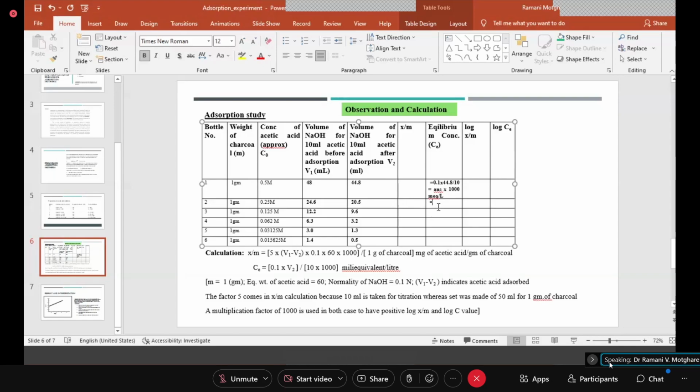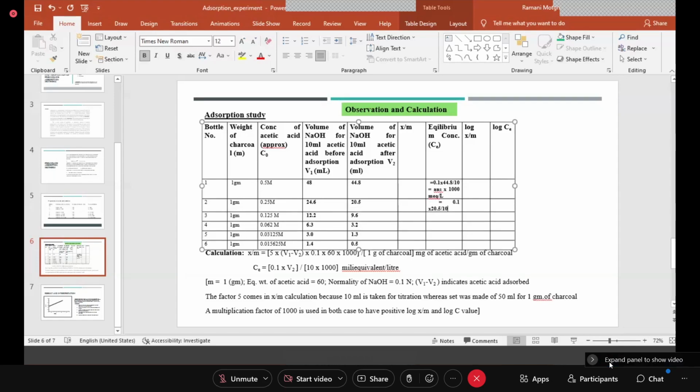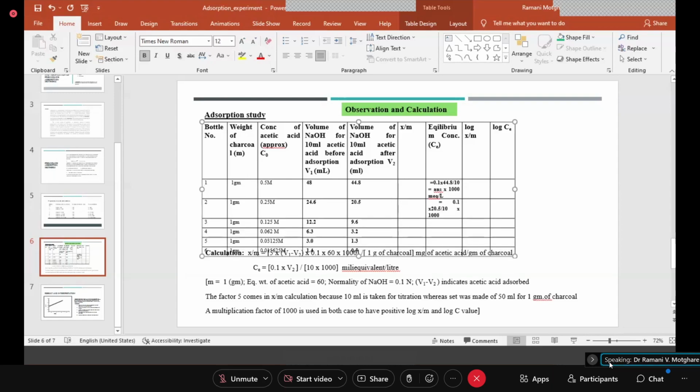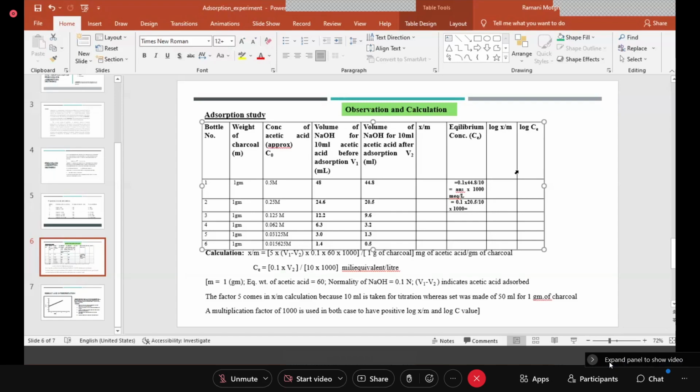Now here the equilibrium concentration will be 0.1 into 20.5 divided by 10 into 1000. Okay, so this will be your equilibrium concentration. We try to increase this particular thing.